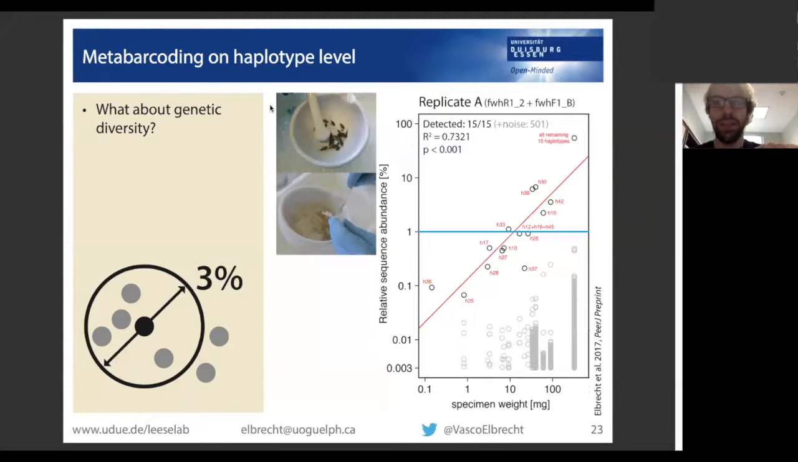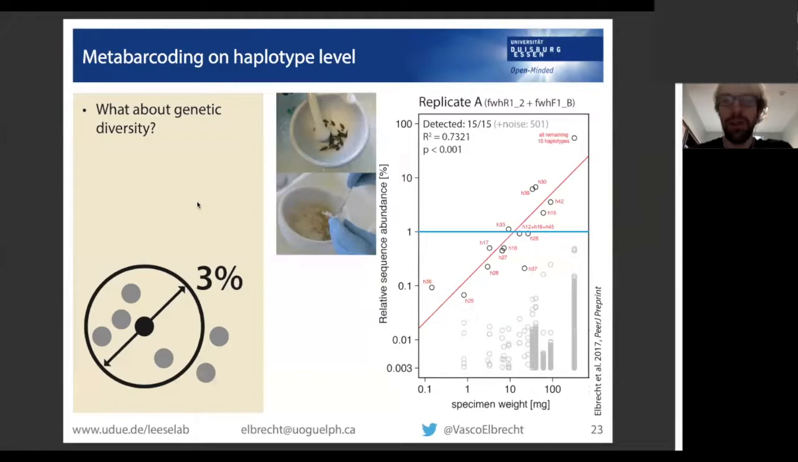So every specimen can have a unique haplotype, which is just like an individual sequence. And it's a little bit like a fingerprint. And with this method, because of genetic data, we can also assess genetic diversity. So just in the last few minutes of this talk, I'm going to talk about some potentials and some stuff we might be able to do in the future with this data.